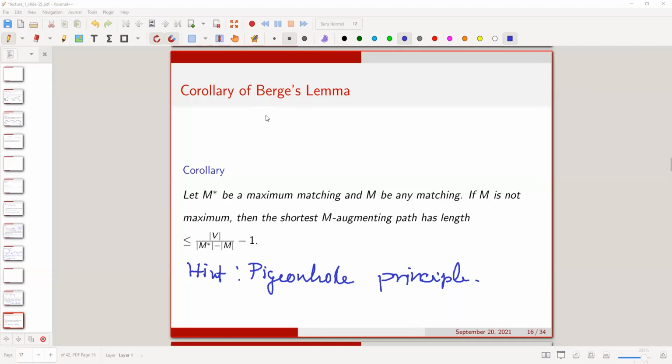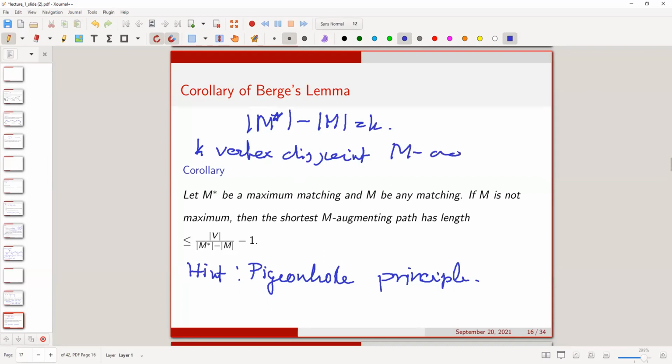From the previous part, I know that |M star| minus |M| has to be k. And then you have k many vertex disjoint M augmenting paths. And then I don't know how to proceed from this.